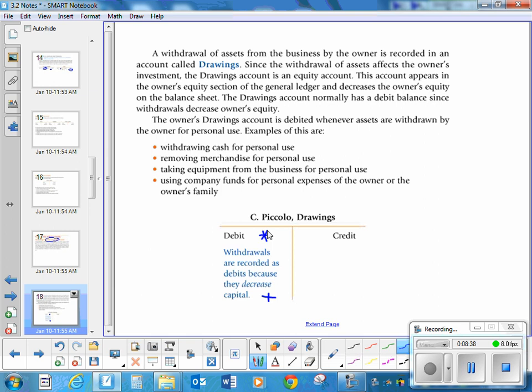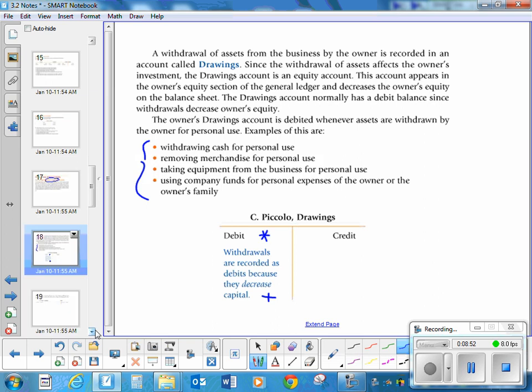Okay, so there's 4 ways, like I've already talked about, that you can draw. You can draw cash out, you can draw merchandise, you could take equipment, or you can use your company funds for personal expenses, like your owner's family or whatnot.